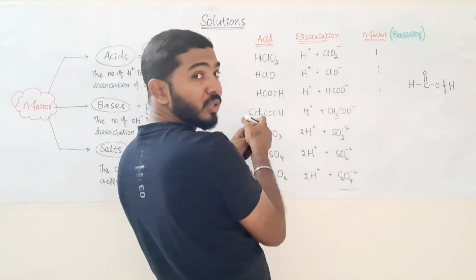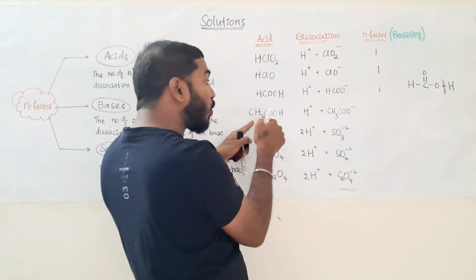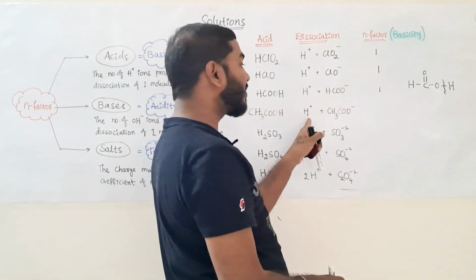Similarly, the next one is acetic acid. Here you can see 4 hydrogens, but how many H plus ions are being produced?